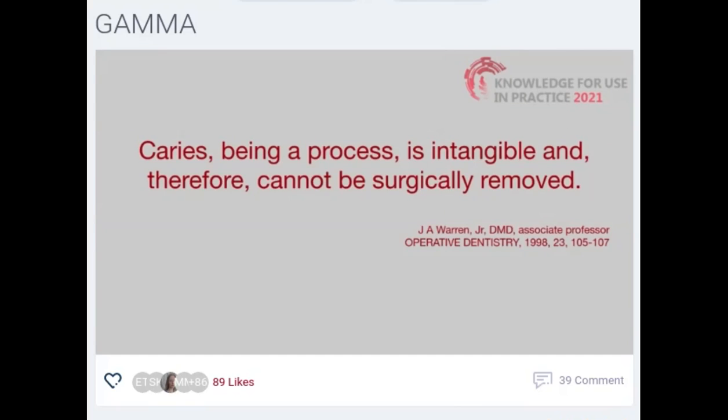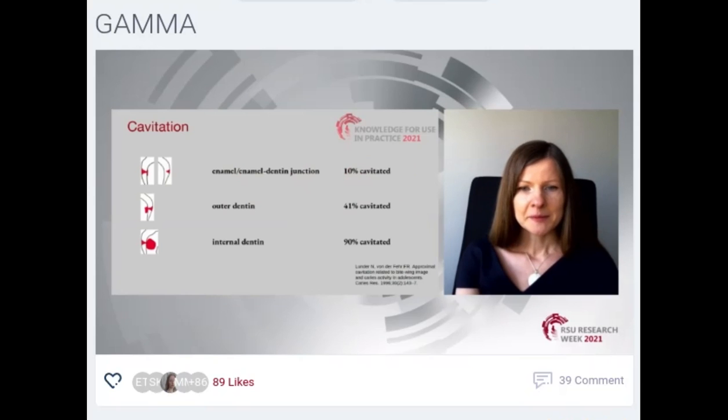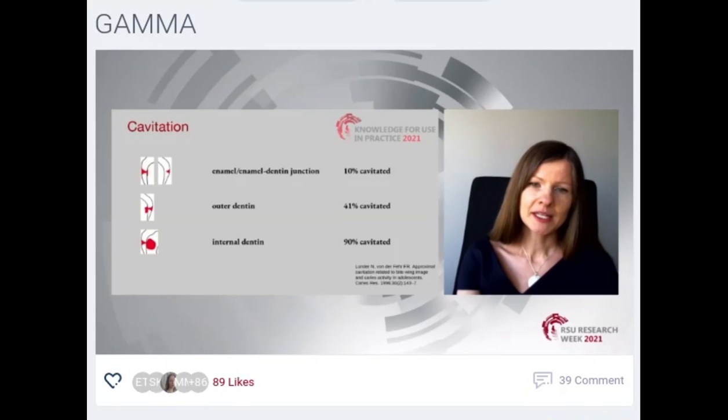Just as a reminder, already in the 90s of the last century, the meaning of caries as a process was emphasized. Dr. Warren said that caries, being a process, is intangible and therefore cannot be surgically removed. But sometimes we have to remove carious tissues, which are tangible, so they can be removed and replaced.